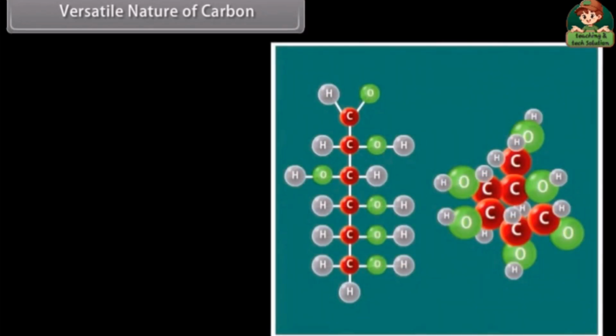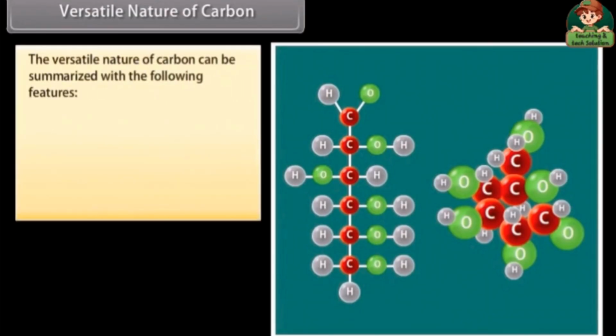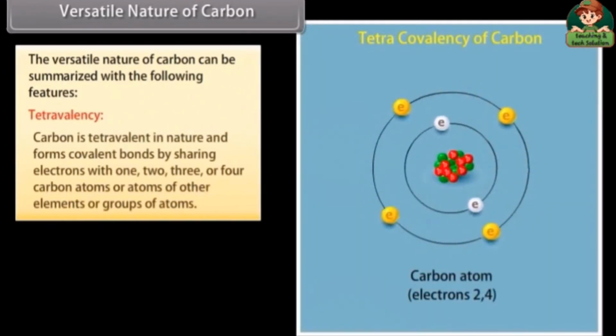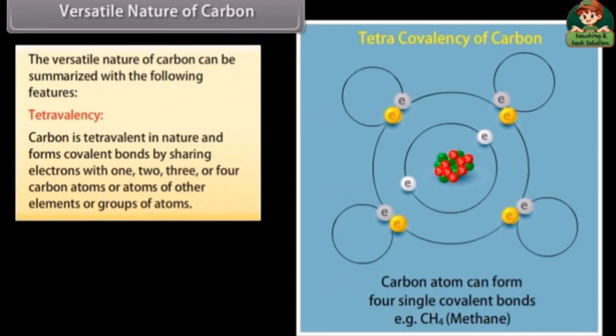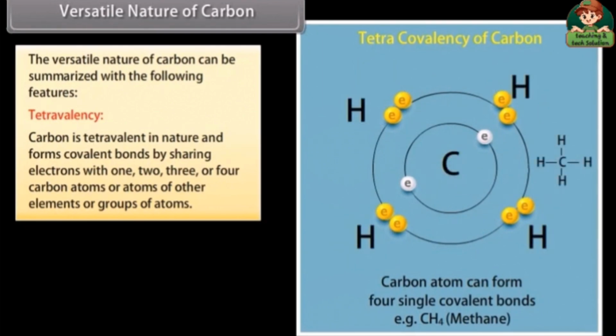Versatile nature of carbon. Organic compounds are made up of carbon, hydrogen, oxygen, and a few other elements. The unique nature of the carbon atom and the arrangement of the bond carbon forms with other atoms enable formation of organic compounds. Tetravalency. Carbon is tetravalent in nature. It always forms covalent bonds by sharing electrons with 1, 2, 3, or 4 carbon atoms or atoms of other elements or groups of atoms.